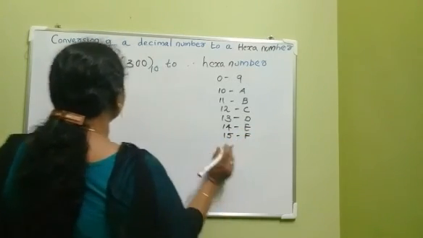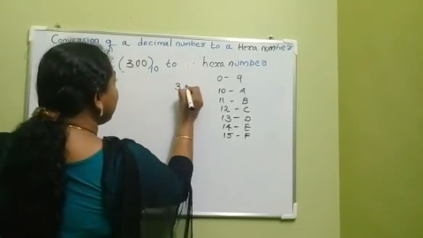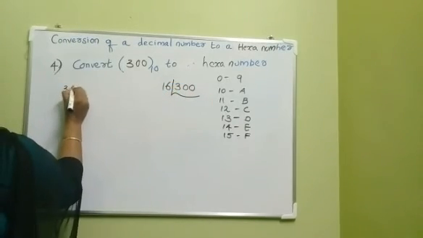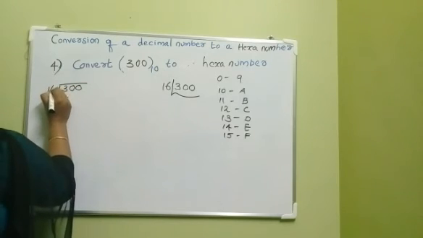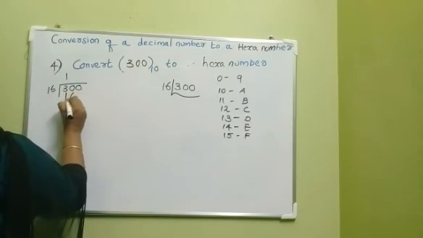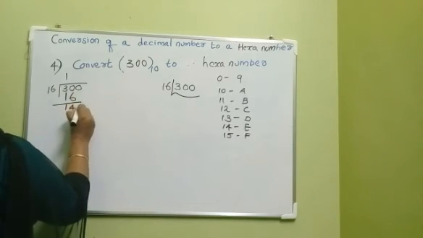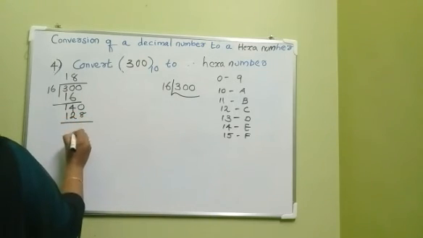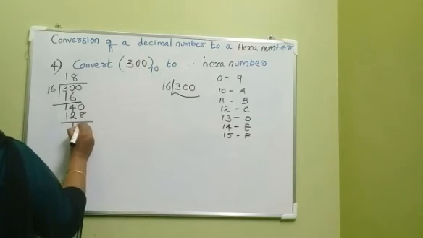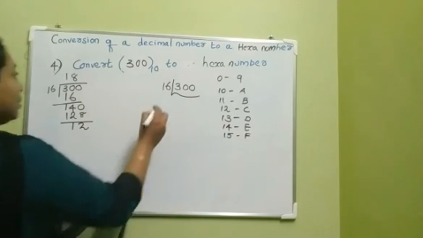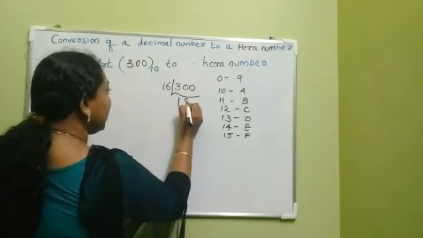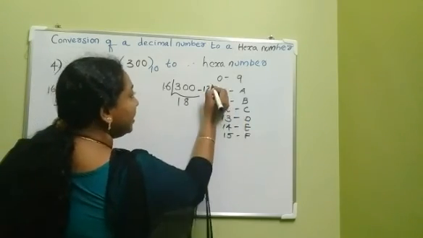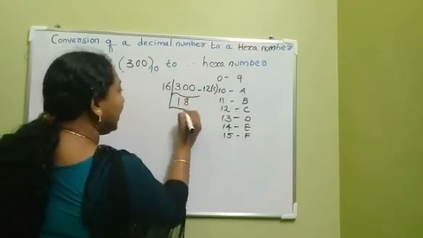Next, 300 divided by 16. 16 eights are 128, remainder 12. 16 is the divisor, the quotient is 18 and the remainder is 12. 12 represents C. Then again divide by 16.